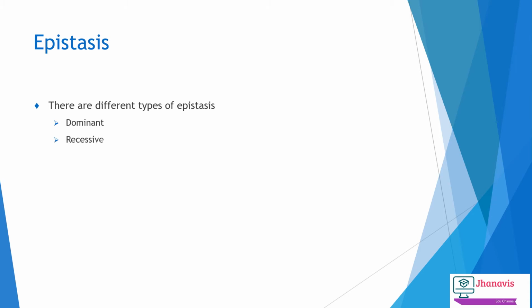So let's learn about the epistatic type of interaction. There are different types of epistatic interaction, namely dominant epistasis, recessive epistasis, double dominant epistasis, double recessive epistasis, and last one is dominant and recessive epistasis. Let's learn in detail these different types of epistasis.